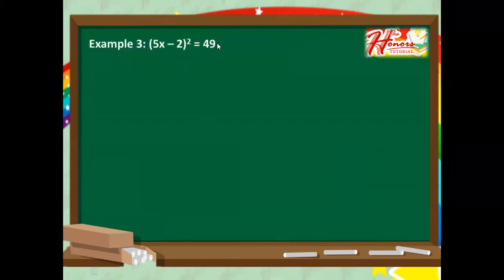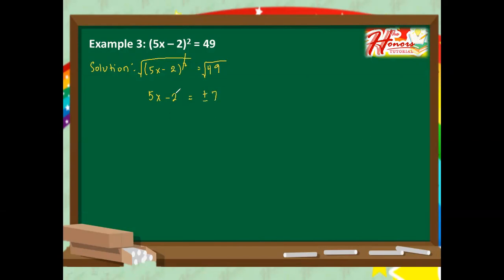Let us have our last example here. Let's solve for this. Let's write solution here and then write the given. The quantity of 5x minus 2 squared equals 49. And then kindly eliminate this exponent by writing a radical here and also here at the right side of your equation. So 2 and a radical cancel. So we have here 5x minus 2 equals square root of 49. That's positive and negative 7.